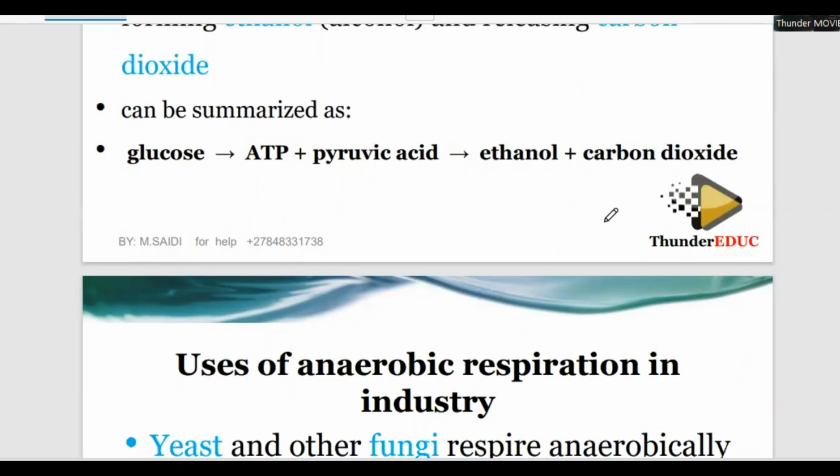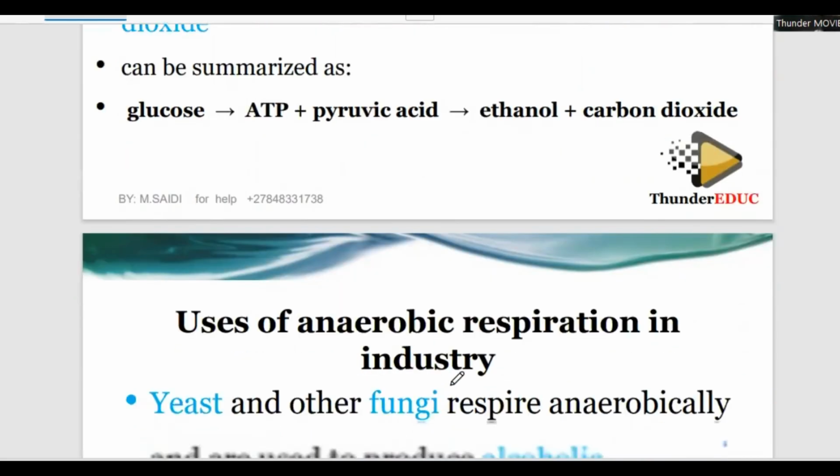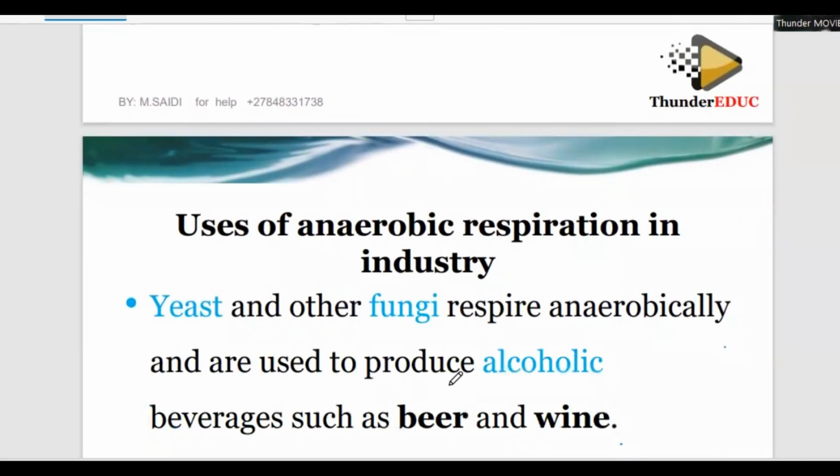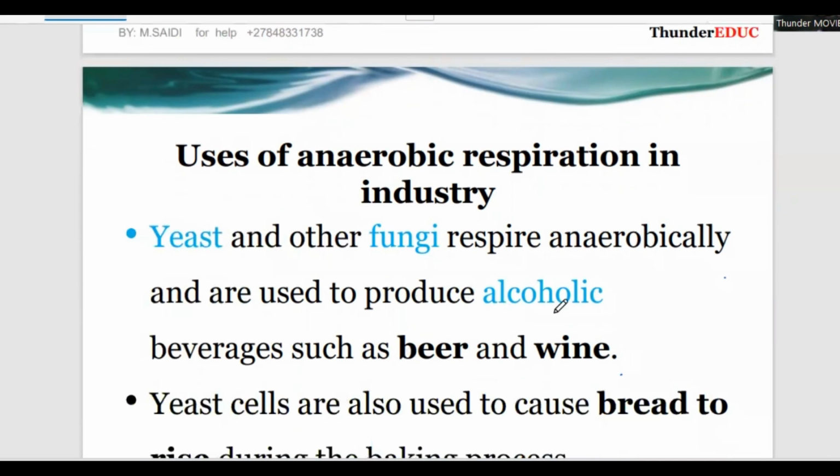Yes. So we are saying that what are some of the uses of anaerobic respiration in industry? Number one, yeast and the fungi respire anaerobically. So we use them during baking. We use this anaerobic respiration to bring about alcohol. People enjoy alcohol. How do they enjoy it? How do they feel it?